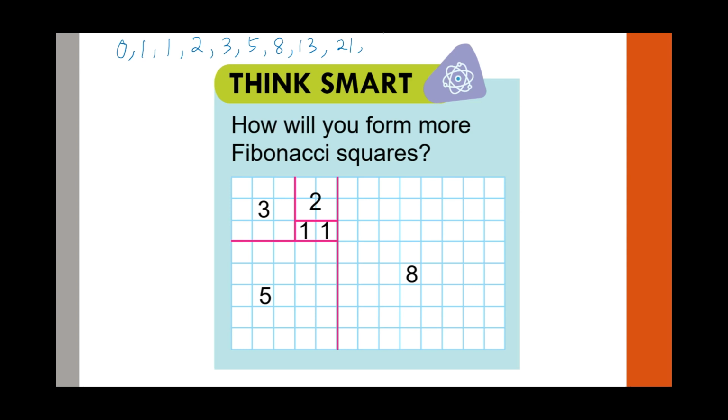Next one? 21. Very good. One more? 34. 13 plus 21, 34. Okay, and so on. Very good. You can come up with a list of Fibonacci numbers already.